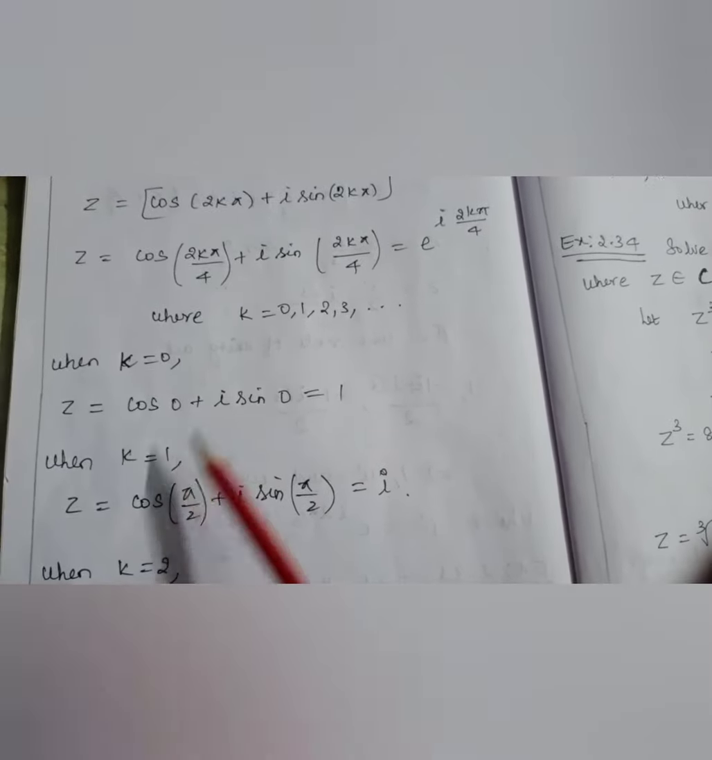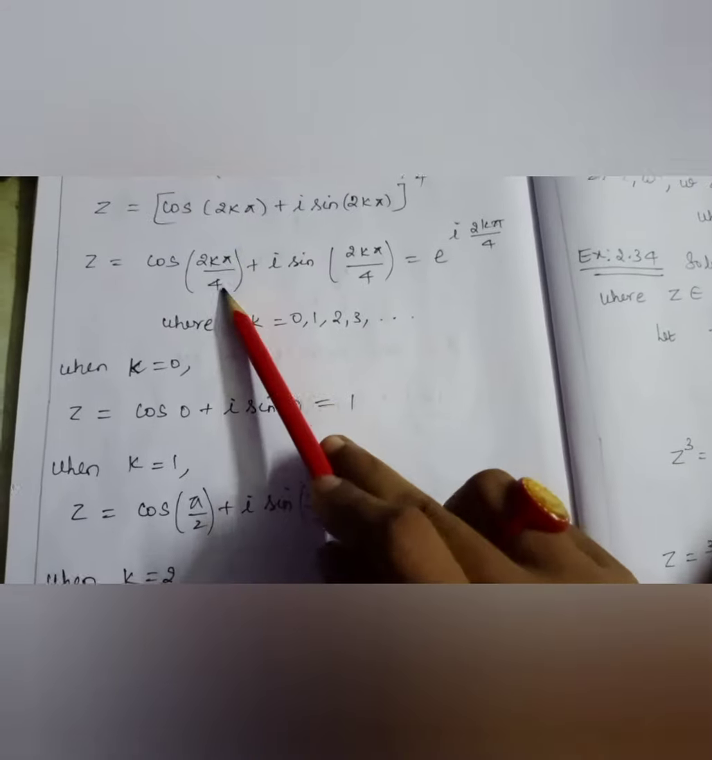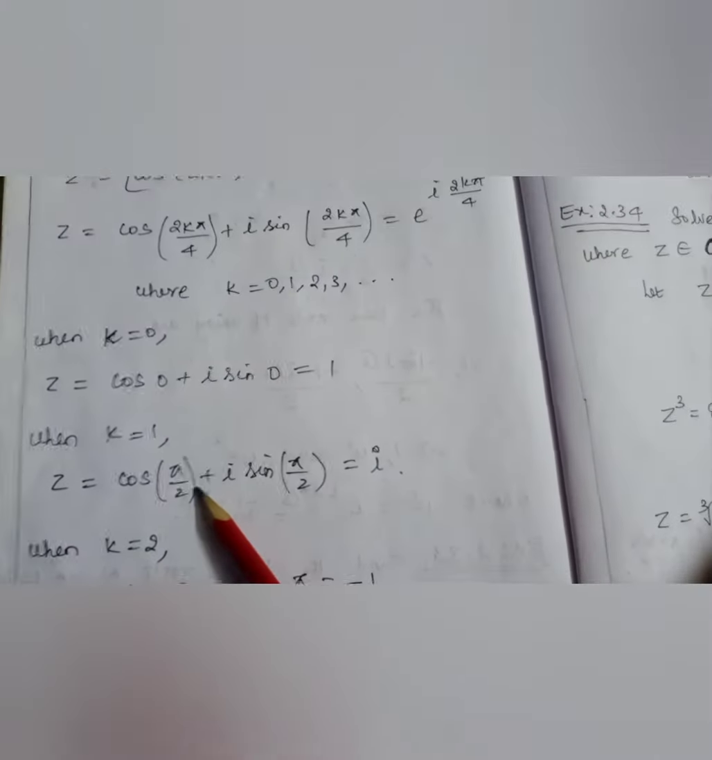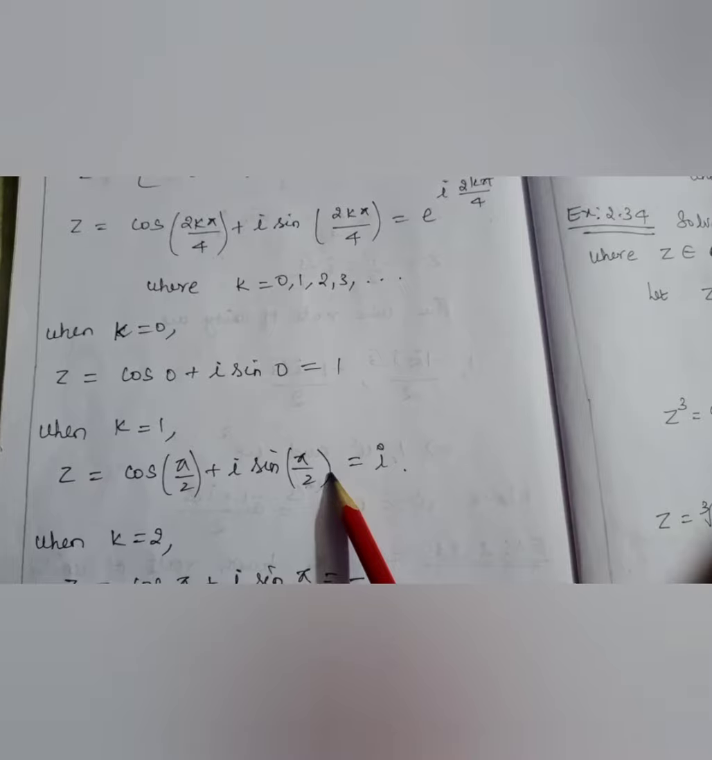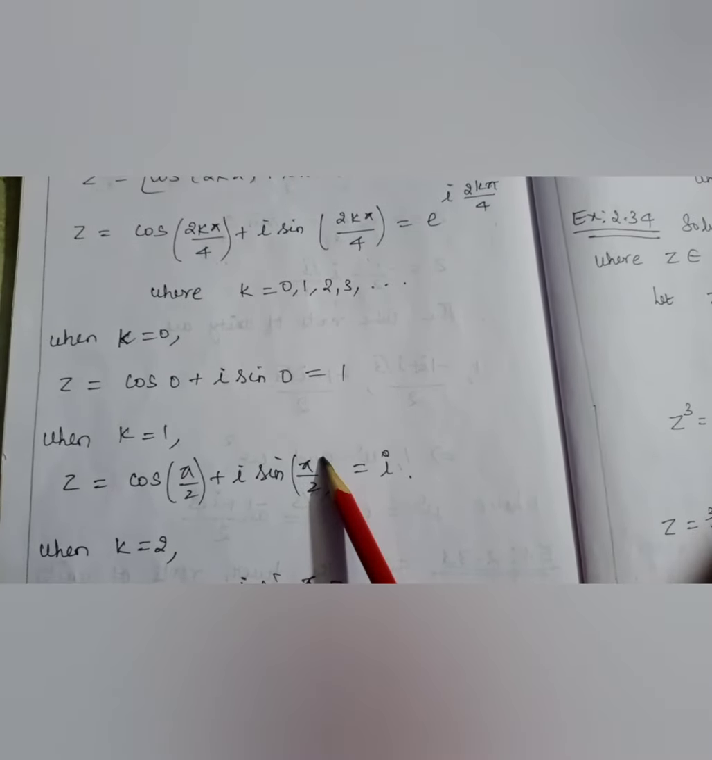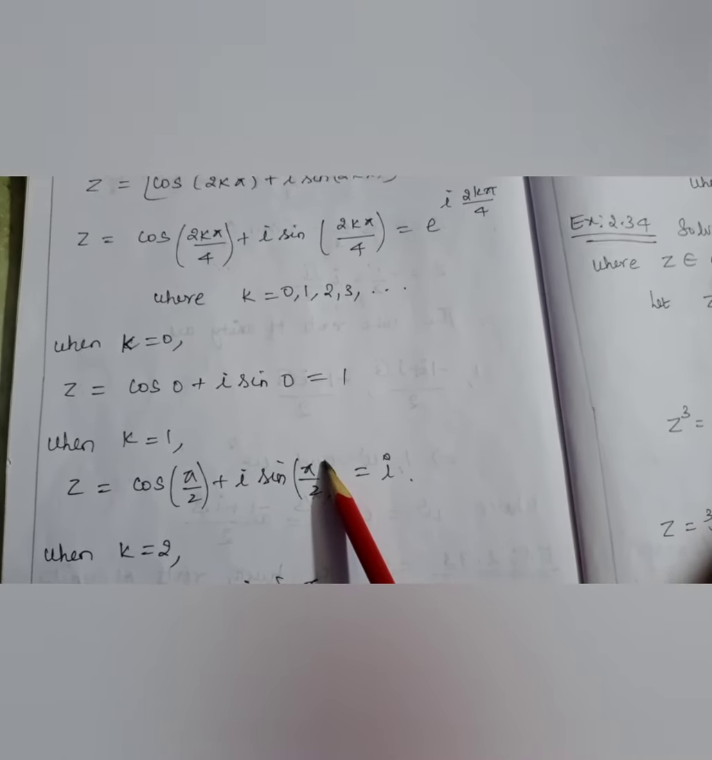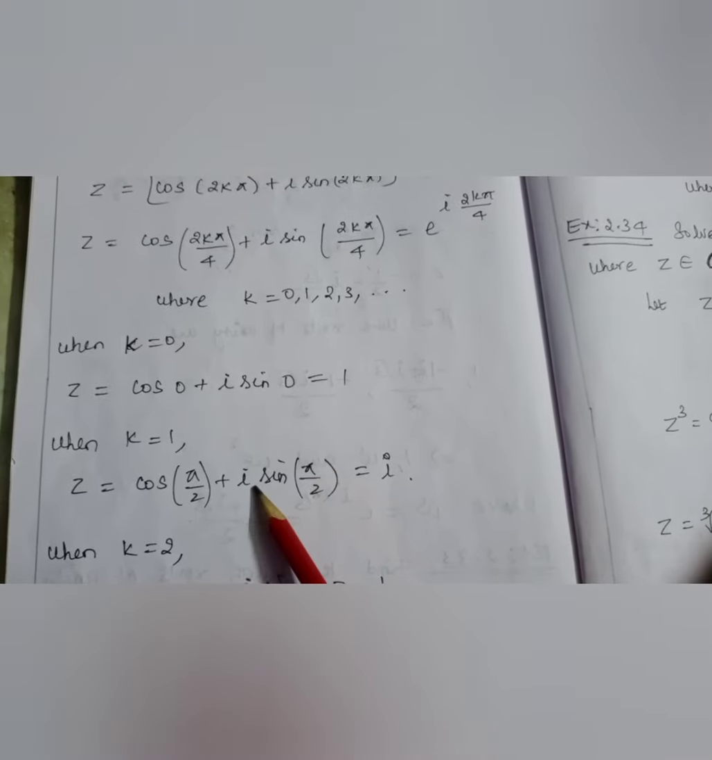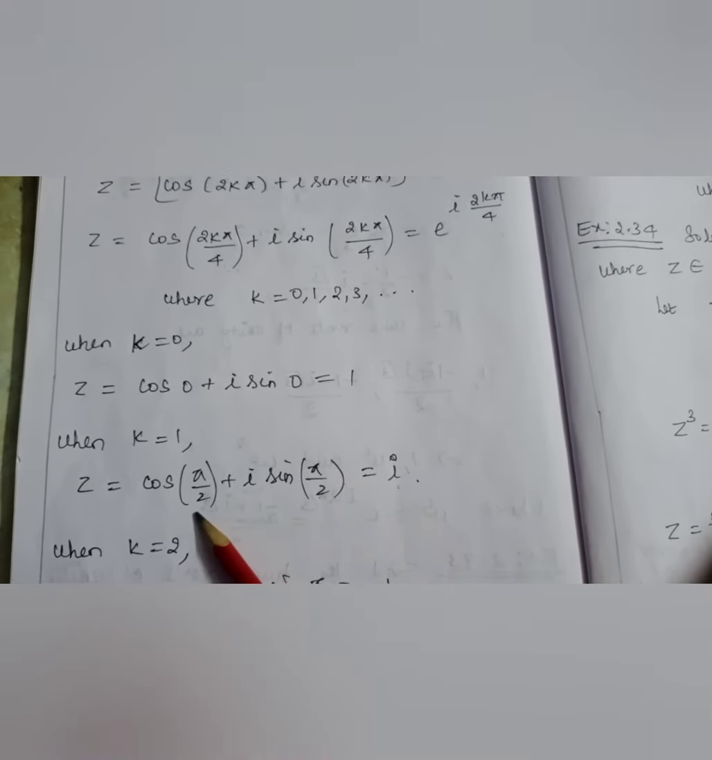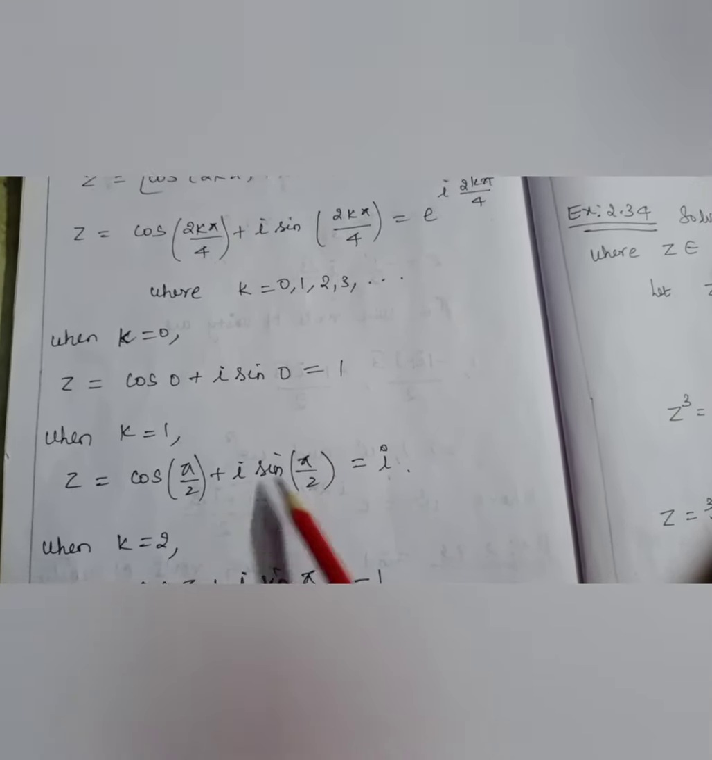Now I will substitute k equal to 1. So this becomes 2π/4. 2 and 4 get cancelled. So it is nothing but cos π/2 plus i sin π/2. Now what is sin π/2? π/2 is 90 degrees. Sin 90 is 1, so we will get 1 into i, which is i. And cos 90 is 0. So we will get 0 plus i, which is i.